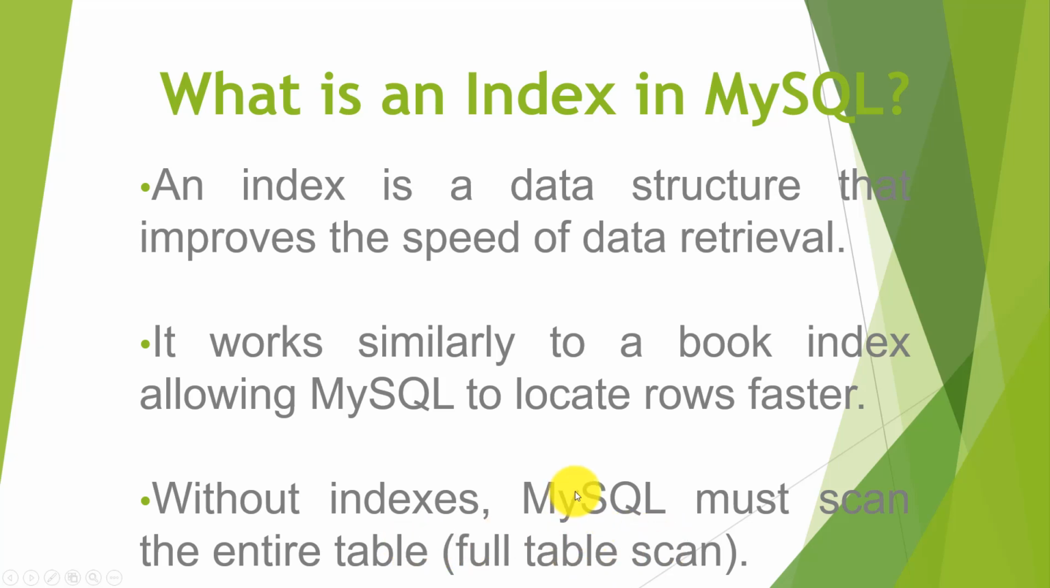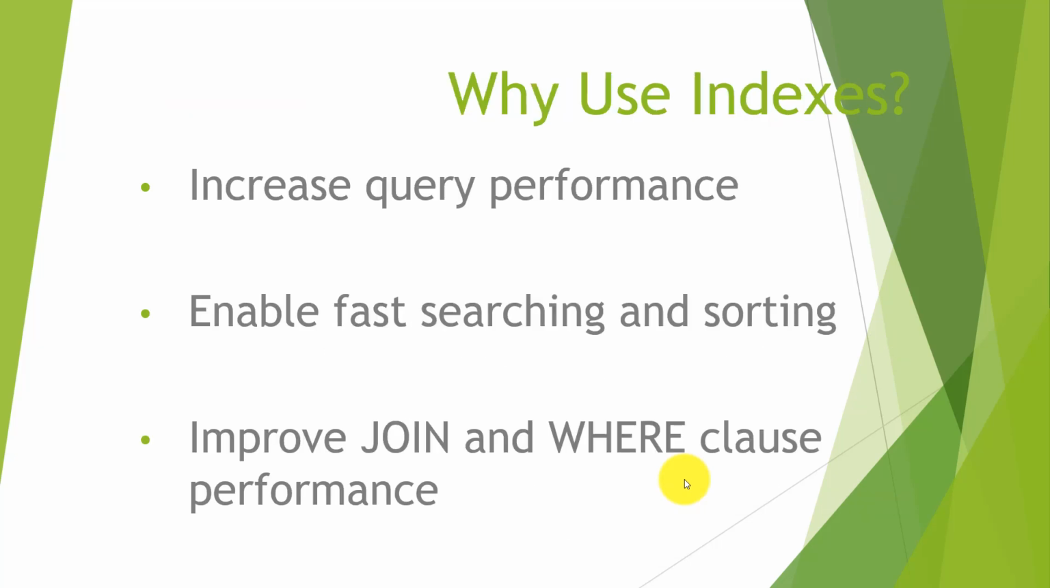It means it goes row by row, and for each row it goes and finds the record. But after indexing, it arranges the data in a particular order, then it fetches quickly. Why use an index? An index basically increases query performance, enables fast searching and sorting, and improves join and where clause performance.